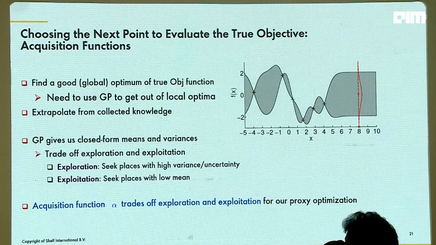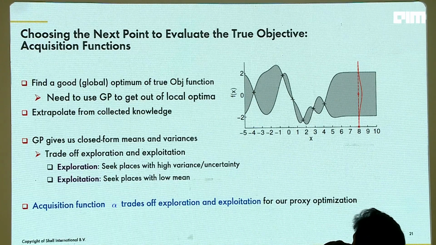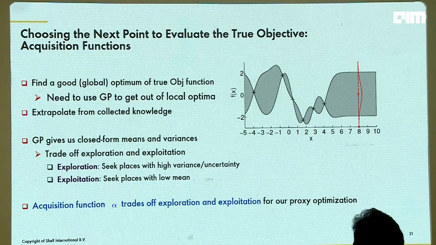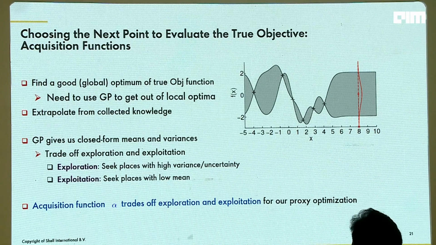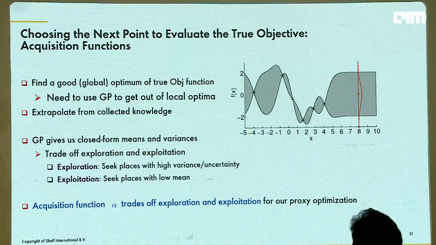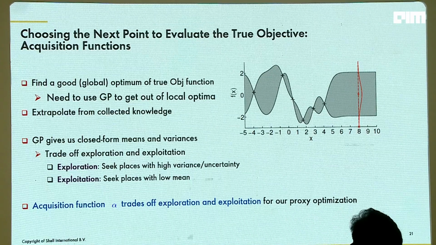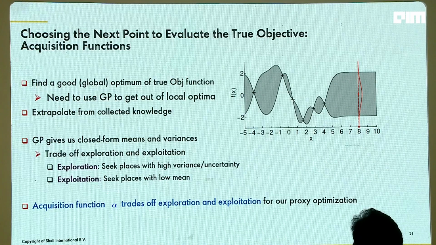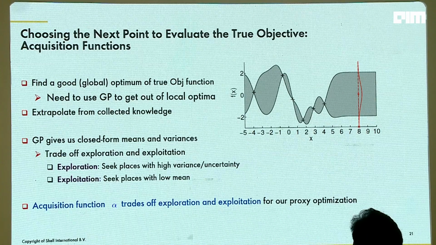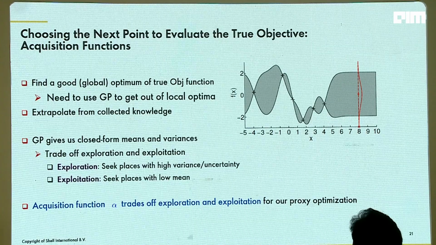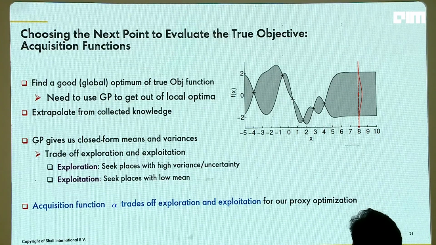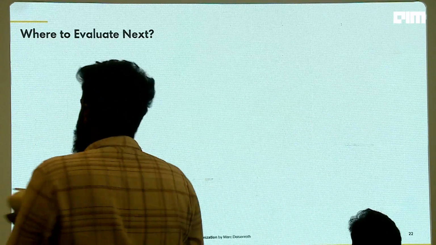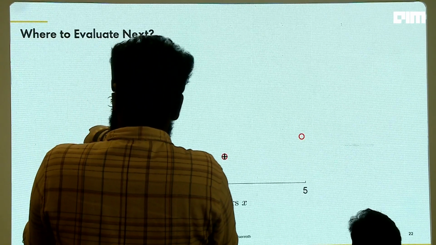Okay, so we have seen how that works, but we still haven't addressed how the acquisition function and its exploration and exploitation strategy basically work. What does that mean? In exploration, we try to seek places of high variance and uncertainty. And in exploitation, we try to seek places with a low mean, right? How do we basically figure out that alpha, the acquisition function? Again, there are multiple choices.